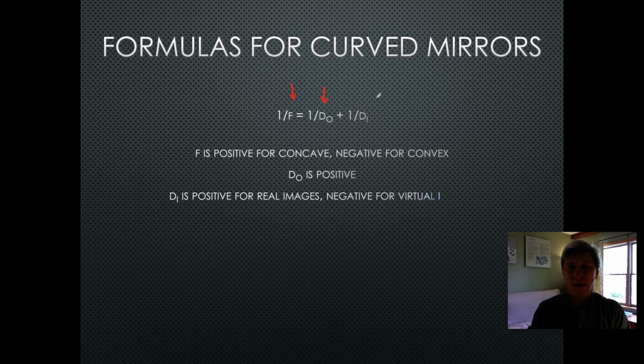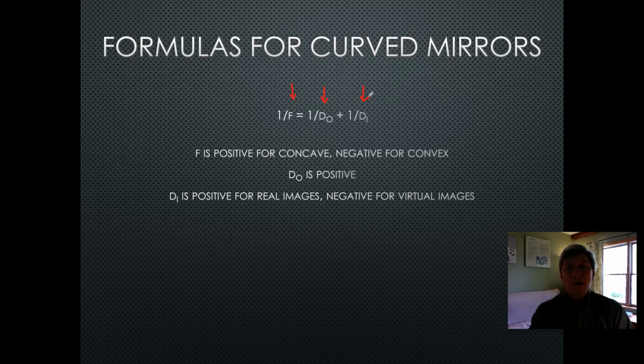Now, DI, on the other hand, is the distance that the image is. All right, and these distances, by the way, are from the vertex of the mirror, where the principal axis actually strikes the surface of the mirror. And DI is going to be positive for a real image, an image that can be projected, one that's found outside the mirror itself, but negative for a virtual image, an image that's found only inside the mirror.